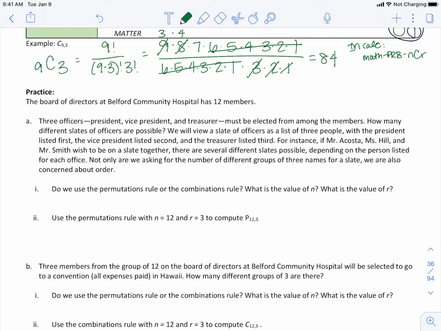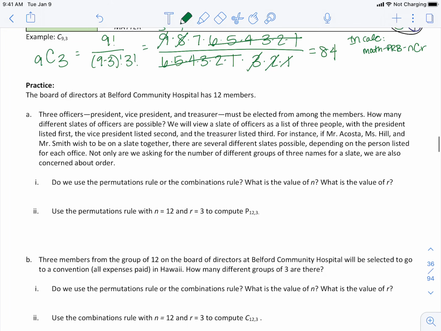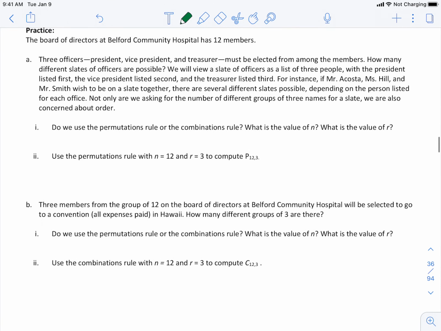Not only are we asking for the number of different groups of 3 names for a slate, we are also concerned about order. B says 3 members from the group of 12 on the board of directors at Belford Community Hospital will be selected to go to a convention, all expenses paid in Hawaii. How many different groups of 3 are there? I want you to do both A and B, decide which one's a permutation, which one's a combination, and calculate these, please.